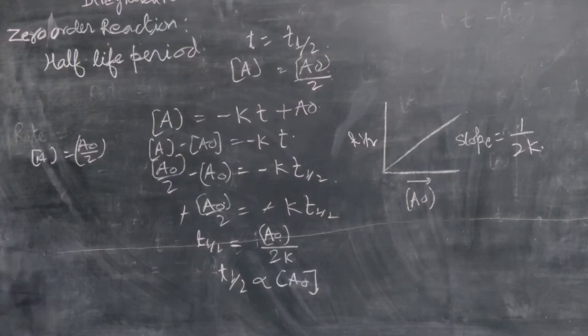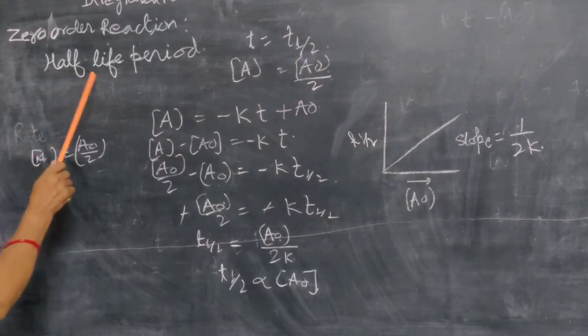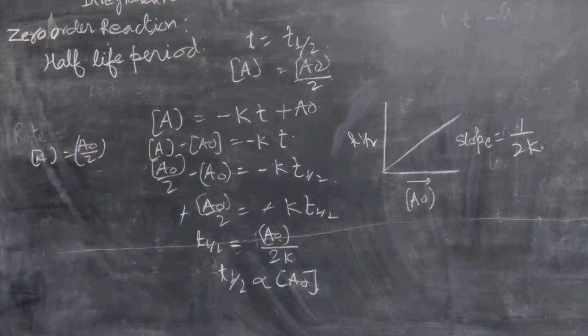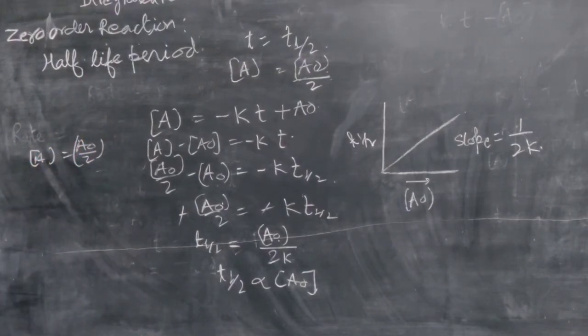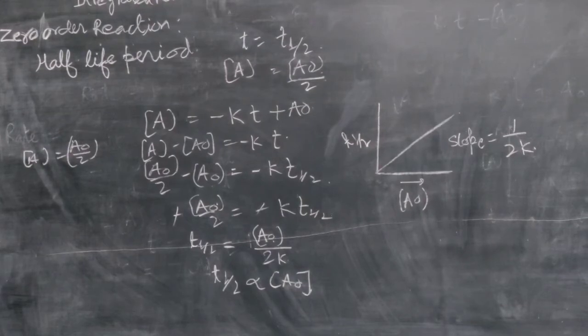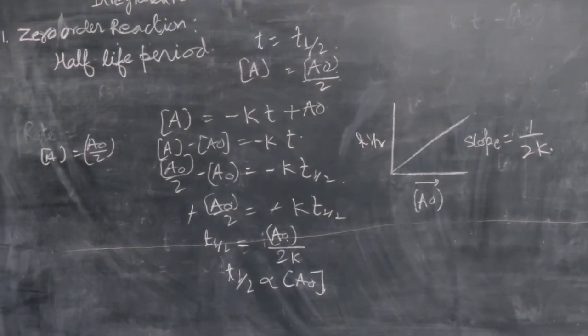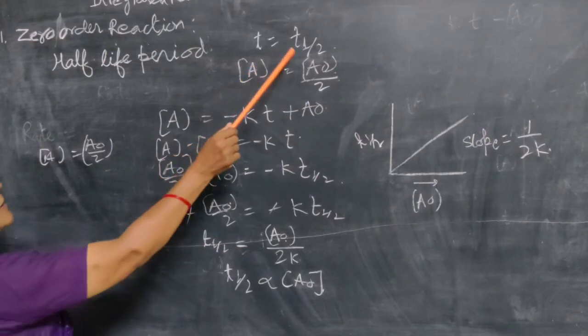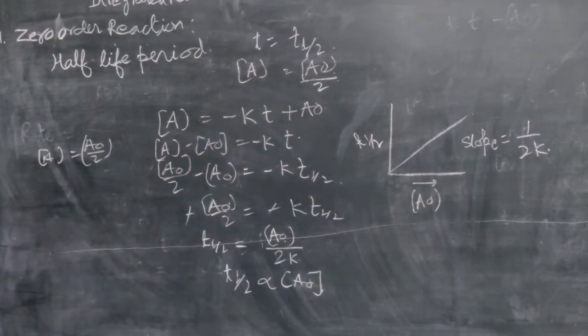Yes, now we'll see the next feature, that is the half-life period. Now we will define what is the meaning of half-life period. Half-life period is the time required for the conversion of half of the reactant into product. When half of the concentration of the reactant is converted into product, the time required for this conversion is defined as the T-half, and that is also called the half-life period.